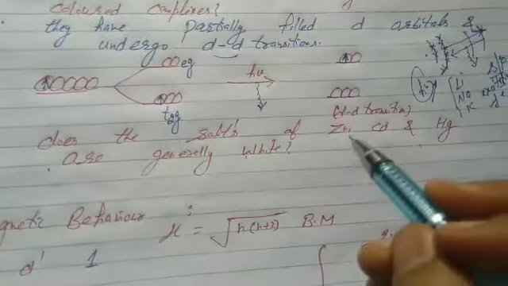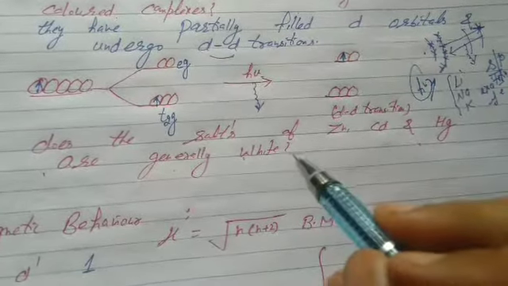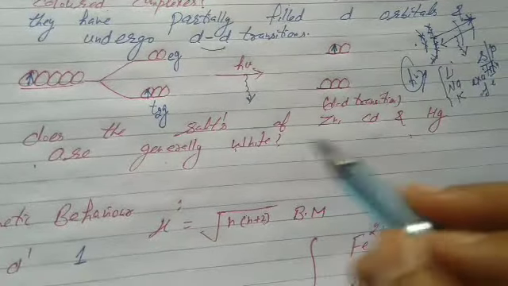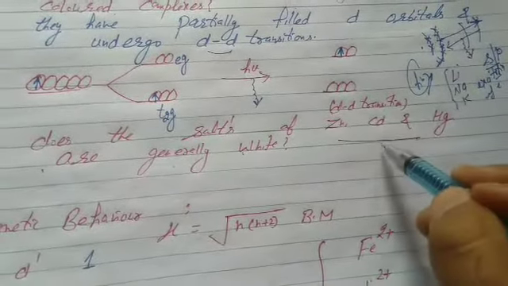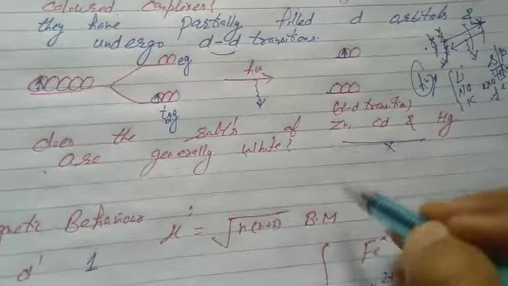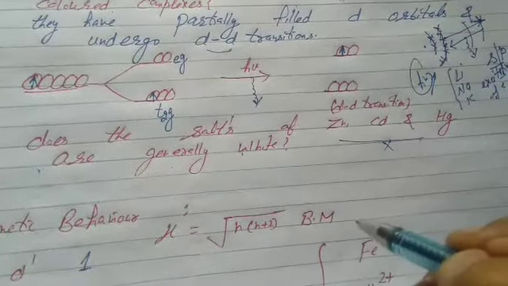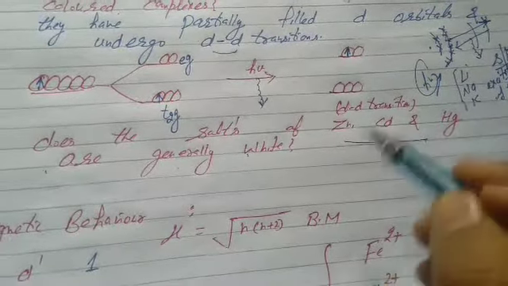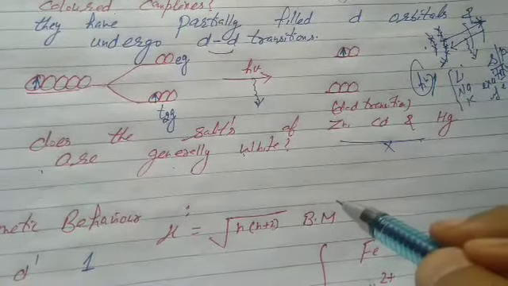Why are the salts of zinc, cadmium and mercury generally white? Again, an important question. At first we studied that they are not transition metals because they don't have a partially filled d subshell. Then we studied why they have low melting point. Again, they have a fully filled d subshell and weak metallic strength.